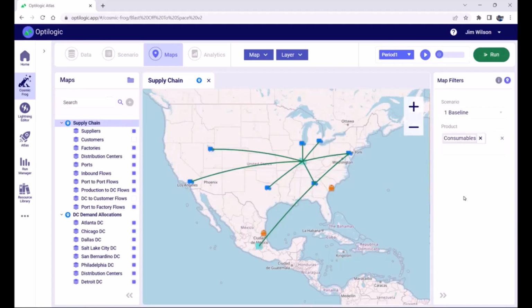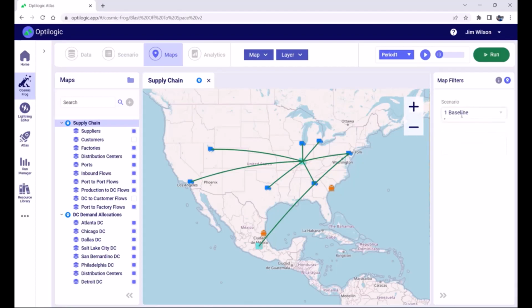And then what we'll see is that is now showing just the flows between the production sites, the factories that are making the finished product, and the distribution centres. And consumables are flowing out of mainly Princeton, Indiana, because that's where the capacity is. And there's a small amount of overflow capacity in Mexico, which it's using to make a small amount of consumables.